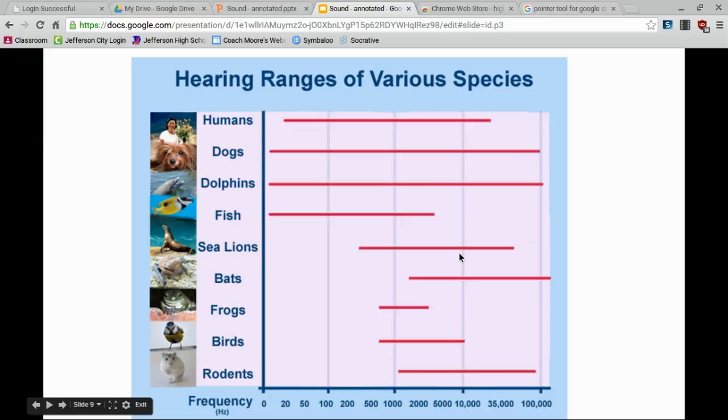Here you can see the hearing ranges of different animals. So humans fall in the range somewhere between 20 and about 20,000 hertz. Dogs can hear lower than 20. They can also hear higher than 20,000. So your dog whistle falls in here somewhere. Dolphins have pretty good hearing. Frogs, not so good. They have a very narrow range.